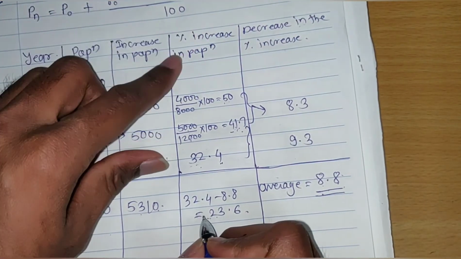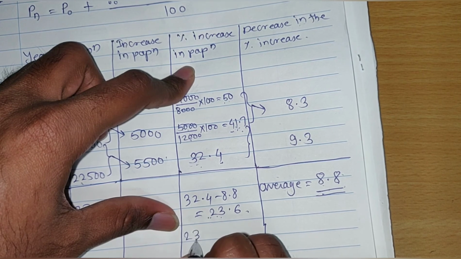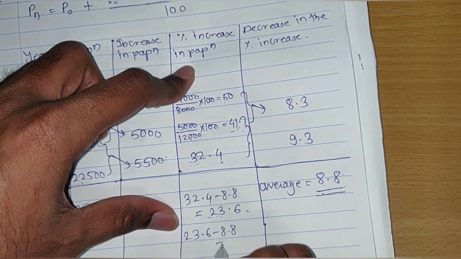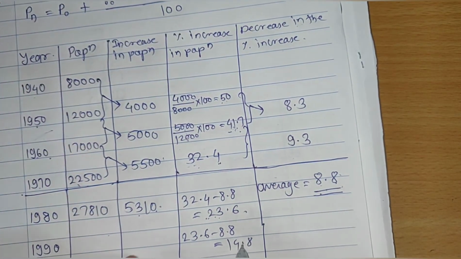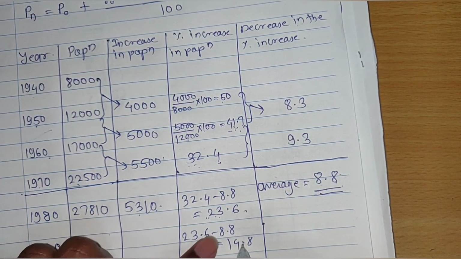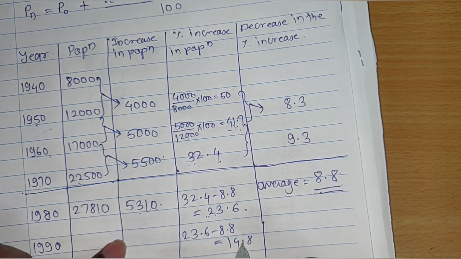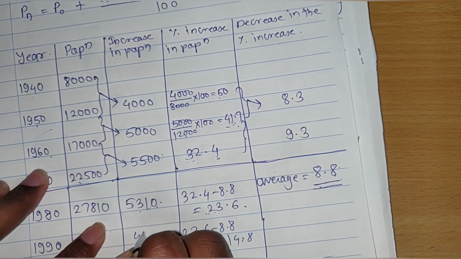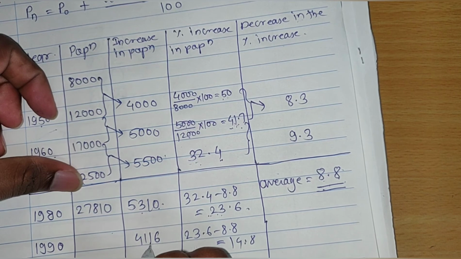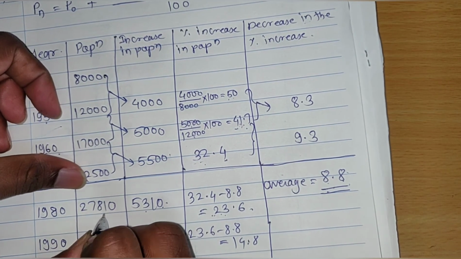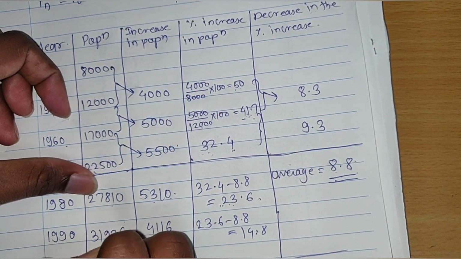So the next percentage increase in population will be decreased by 8.8%. So 23.6 minus 8.8 will be 14.8. Again take 14.8% of 27,810, and you will get the increase in population as 4116. Then add this increase in population to the previous population, and you will get the population of 1990, and that value is 31926.